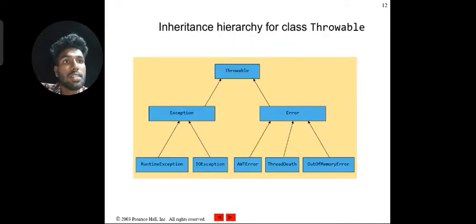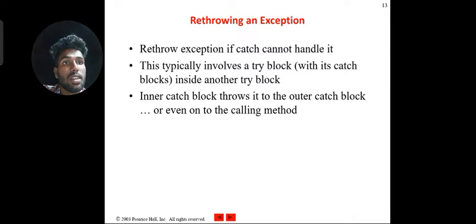Inheritance hierarchy for class Throwable. Throwables are of two types: Exception and Error. Exception is divided into two: RuntimeException and IOException. Error includes AWT error, thread death, and out of memory error.